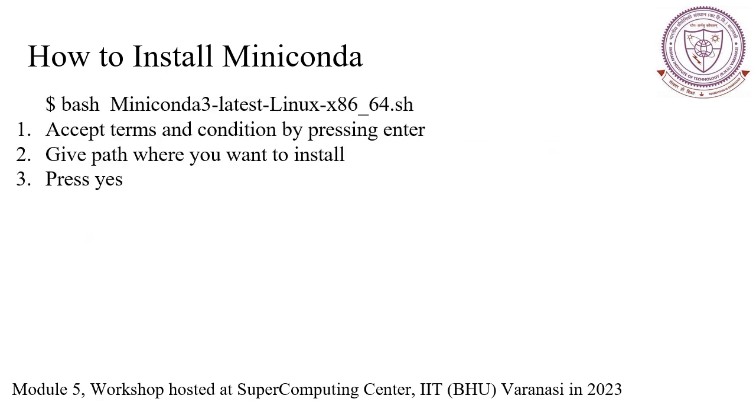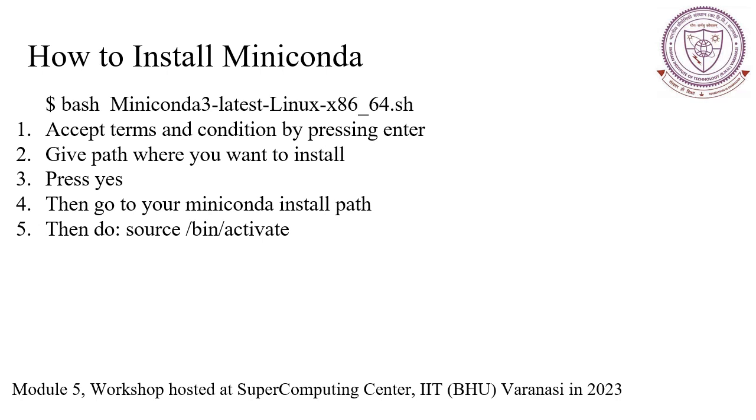So now we will see how to install it when you have downloaded the .sh file. First, go to the directory where you have downloaded the Miniconda installer, then run the bash command, then press enter to accept the terms and conditions, and then it asks for the path. Specify the path where you want to install Miniconda, and then press yes to confirm. Once the installation is complete, you can activate the Miniconda environment by running the command source /path to Miniconda/bin/activate. So it will be activated in the environment.